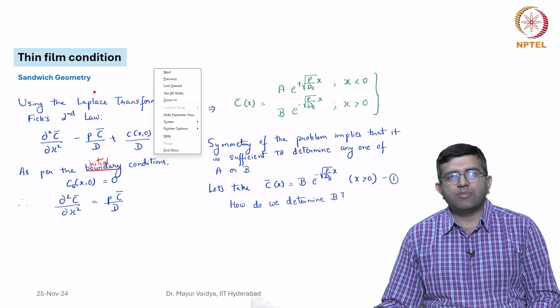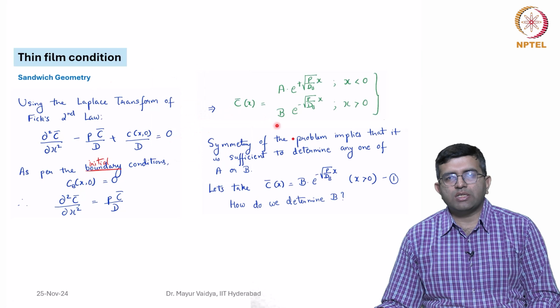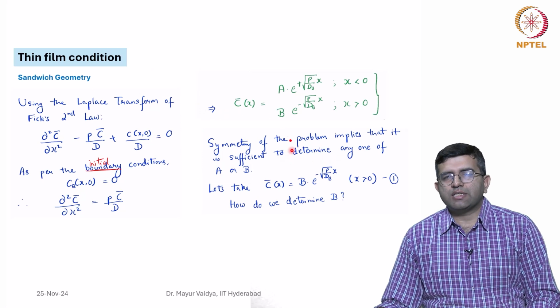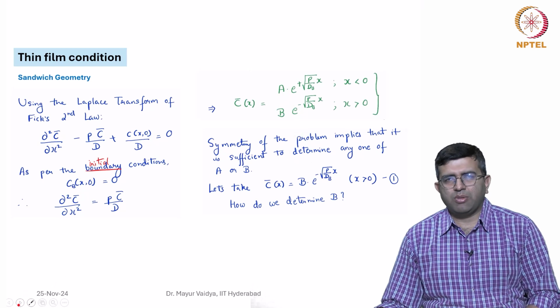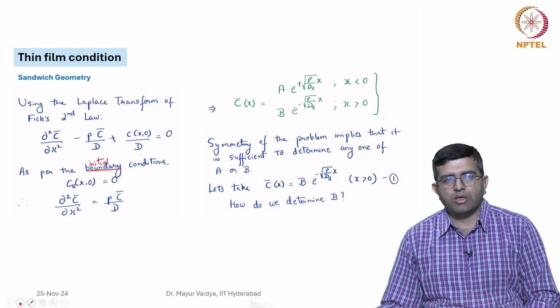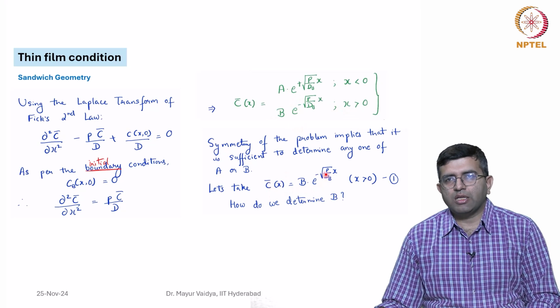Now the symmetry of the problem suggests that it is sufficient to determine only either B or A. We need not go and determine both; it's basically the same procedure and you'll get a similar expression. So let us take the case where C bar of x is equal to B times e power minus root p by D_B times x.